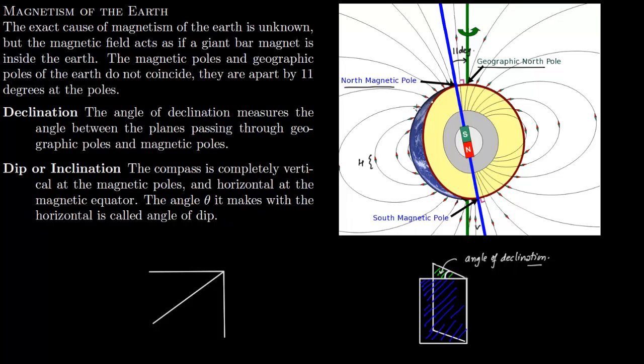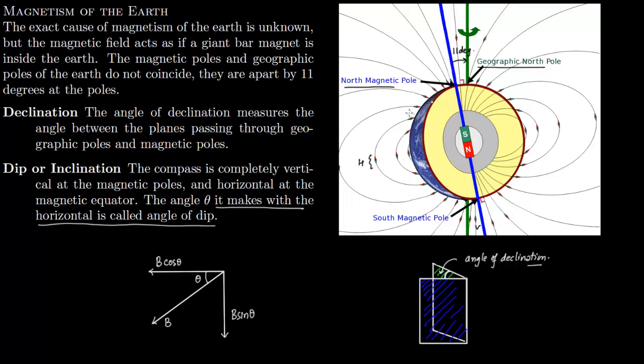So in general at other places, for example here, here or somewhere here, this magnet will make an angle theta with the horizontal. So if this is called B, the magnetic field of the Earth, you have B cos theta here and B sin theta here. So from here you can actually measure the angle theta, and this angle theta is called the dip or the inclination. So the angle theta the compass will make with the horizontal is called the angle of dip.